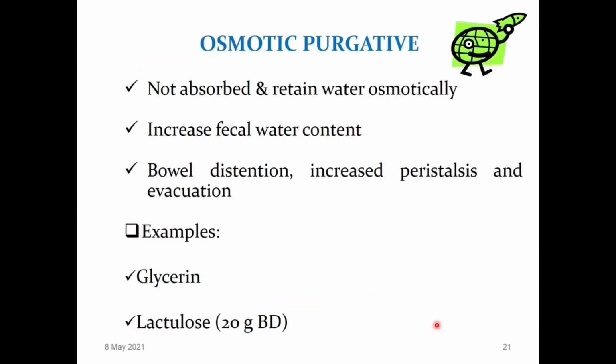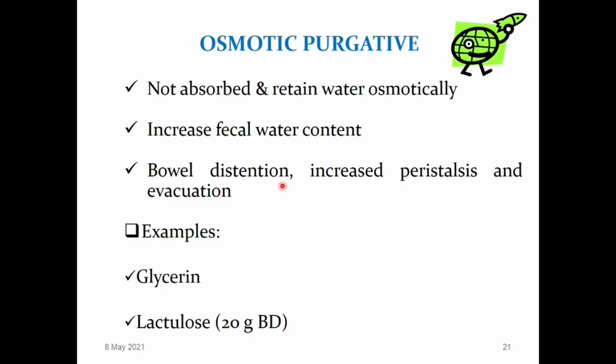One is osmotic purgatives. Now, osmotic purgatives are very, very commonly used nowadays in clinical practice. They are not absorbed from the intestine, they remain there, so systemic side effects are very few. The main property of them is to retain water inside the GIT. So the mechanism is that stool becomes voluminous and lubricated. Increased fecal water content sometimes can cause bowel distension.